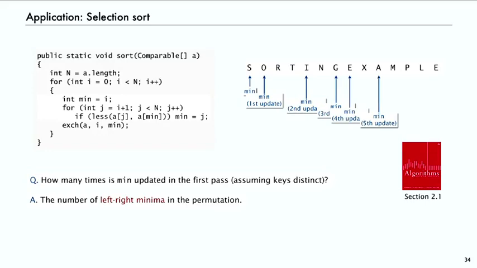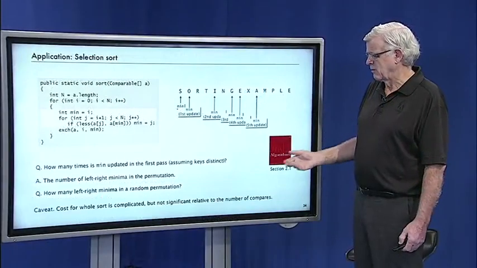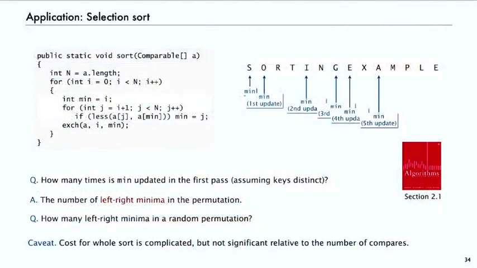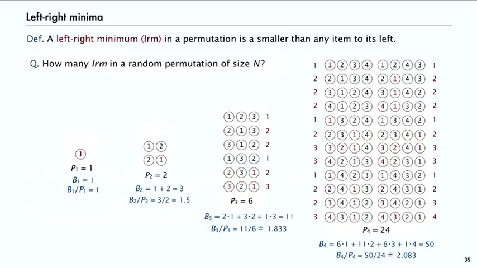So that's what we want to analyze first. That's our question: how many left to right minima are there in a random permutation? From a practical standpoint, this question is maybe less important than some of the others we talk about because this cost is not significant compared to the number of compares, but still it's a fundamental property of permutations that we want to study.